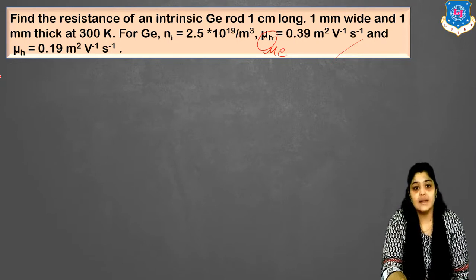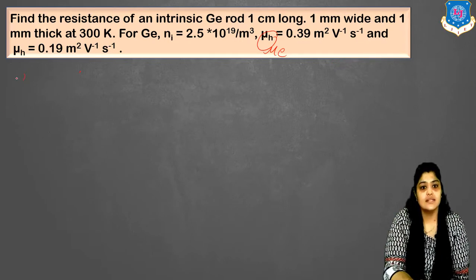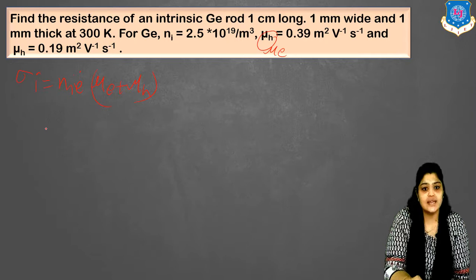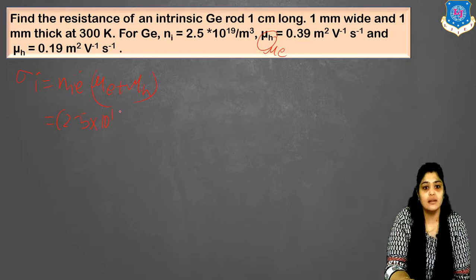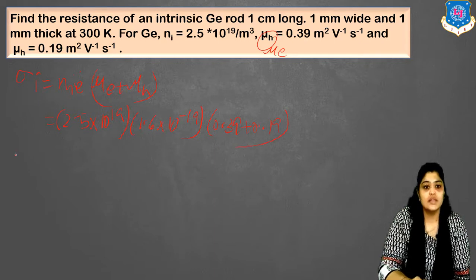You are given all the dimensions. How do you find out resistance? So I write sigma i is equal to ni e (mu e plus mu h). Why do I find conductivity first? Because I know the relation between conductivity and resistance, and I have been given this data. So ni is given as 2.5 into 10 raised to 19, into 1.6 into 10 raised to minus 19 into bracket mu e, that is 0.39 plus 0.19. So this gives me the answer of sigma i as 2.32 mho meter inverse.